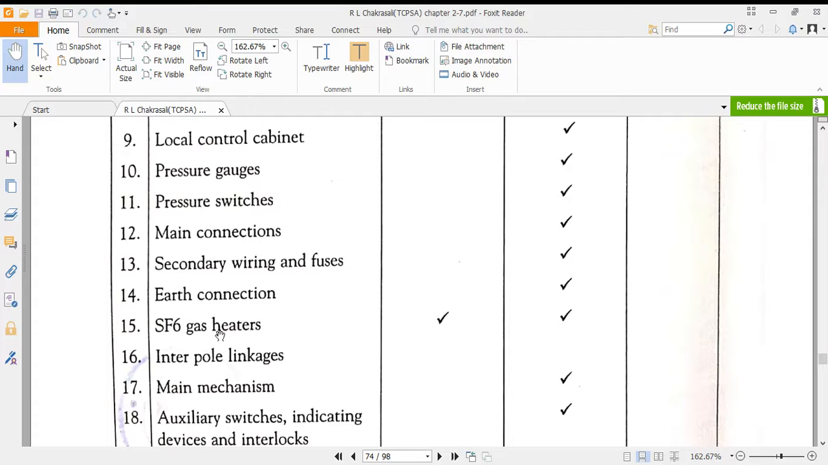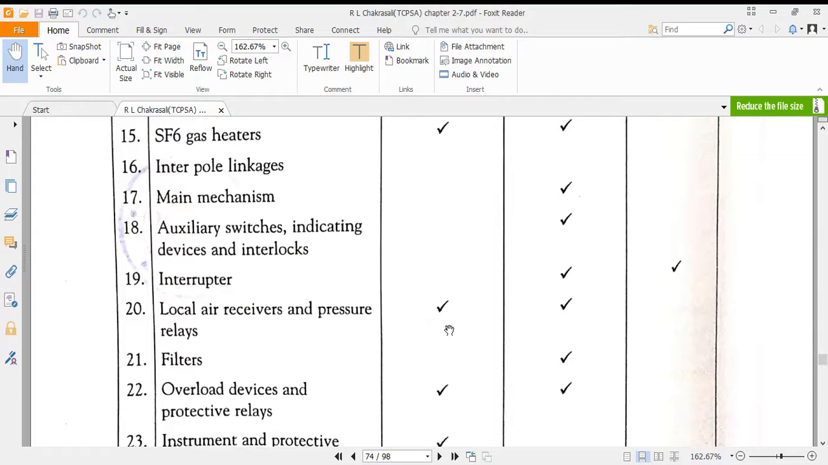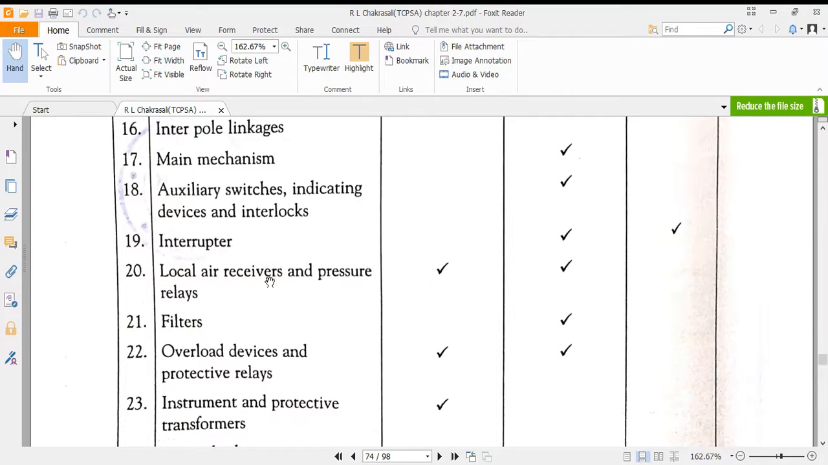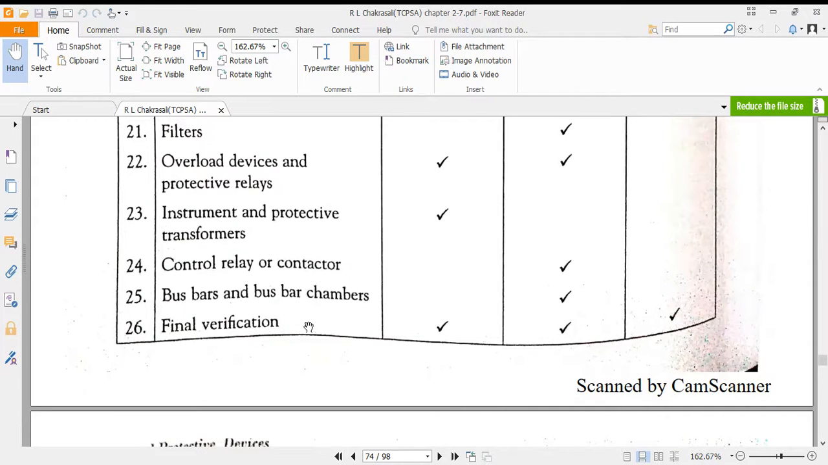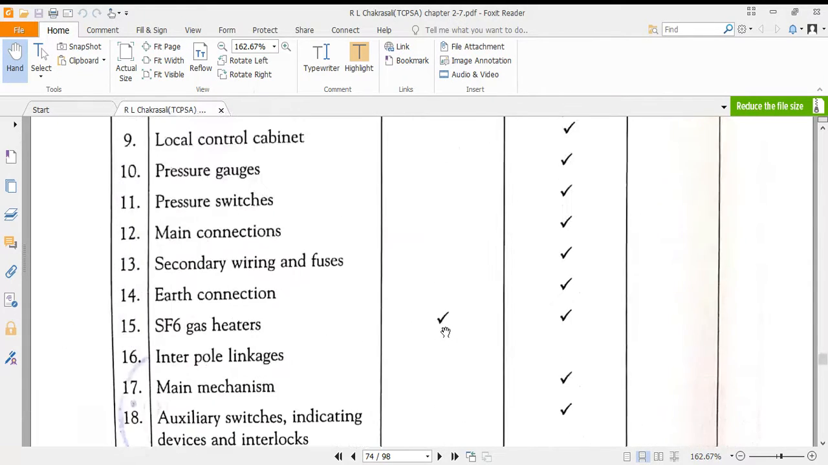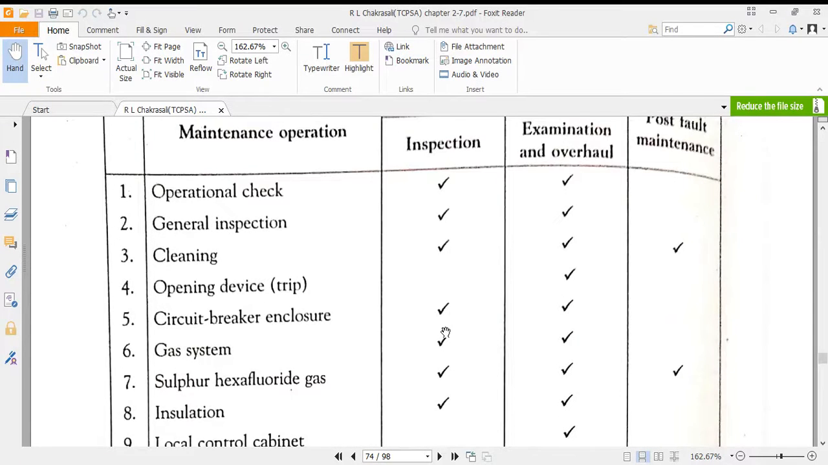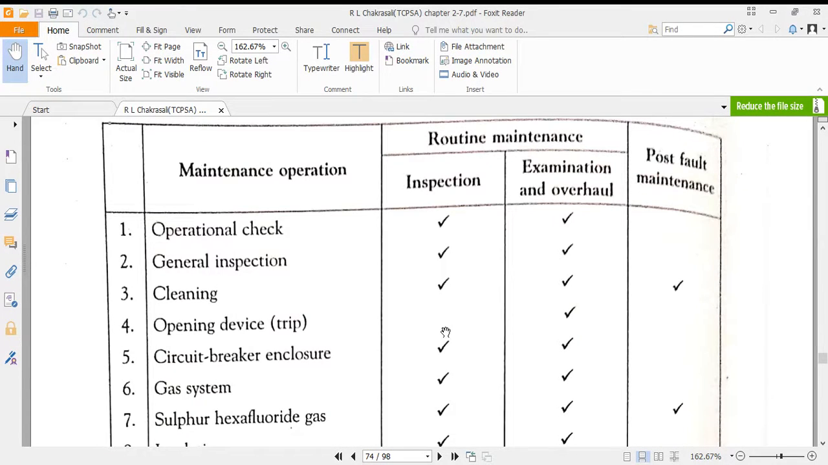Also, we'll see SF6 gas heaters, not with respect to Indian conditions, but in cold countries this is also required because of the weather. Then local air receivers and pressure relays, overload devices and protective relays, instrument and protective transformers, final verification. So these are the routine maintenance by inspection.